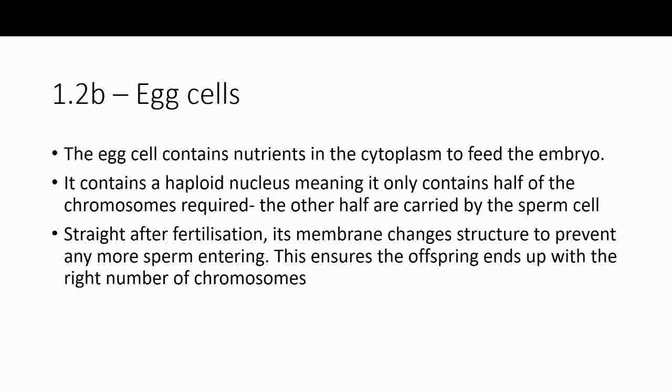1.2b looks at the specialisation of egg cells. The egg cell contains nutrients in the cytoplasm to feed the embryo. It contains a haploid nucleus, meaning it only contains half of the chromosomes required. The other half are carried by the sperm cell. Straight after fertilisation, its membrane changes structure to prevent any more sperm entering. This ensures the offspring ends up with the right number of chromosomes.